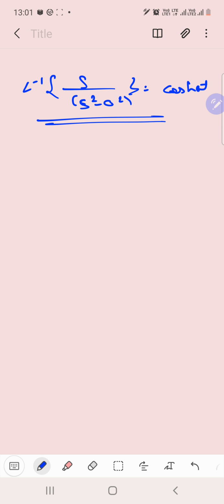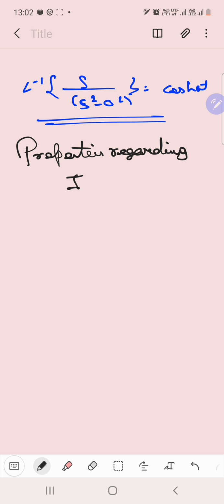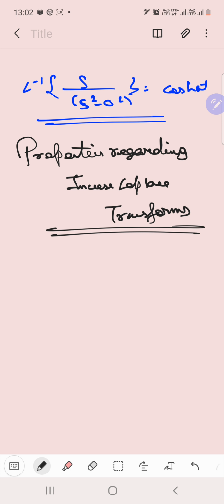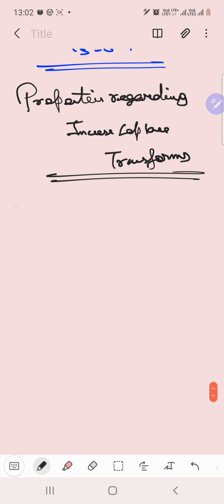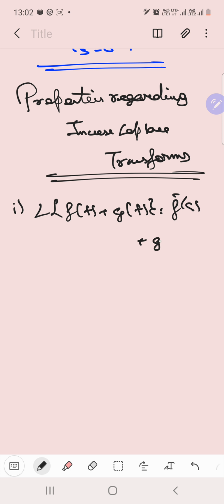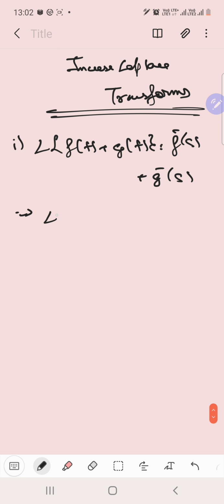Some important properties regarding the inverse Laplace transform. The simple properties you have: L of f(t) plus g(t) is equal to f bar(s) plus g bar(s), which implies that L inverse of f bar(s) plus g bar(s) is given as f(t) plus g(t).